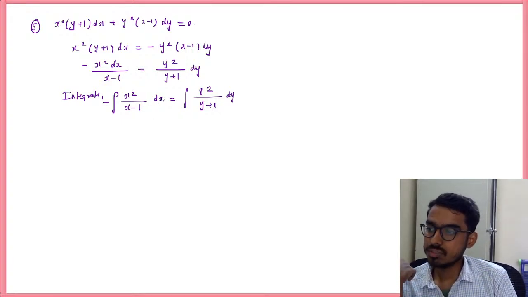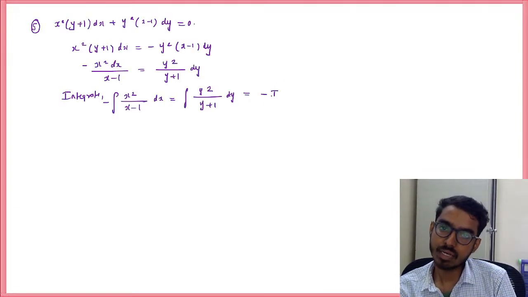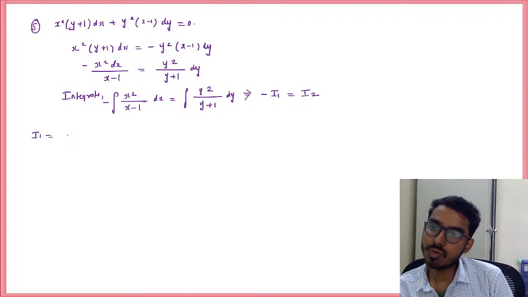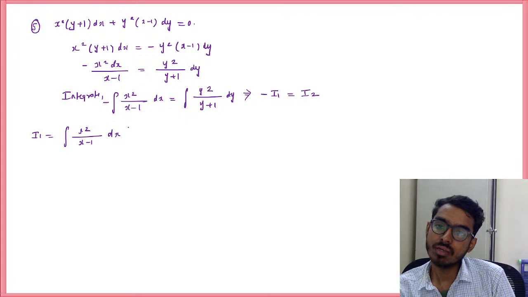So what we will do is, let us call this minus I1 is equal to I2. So we will find I1 and I2, right? So what is I1? I1 is integration of x square divided by x minus 1 dx, not a proper rational function.